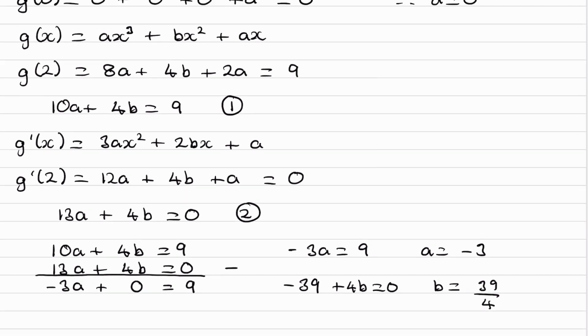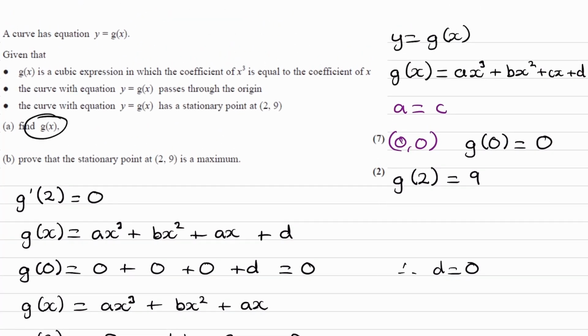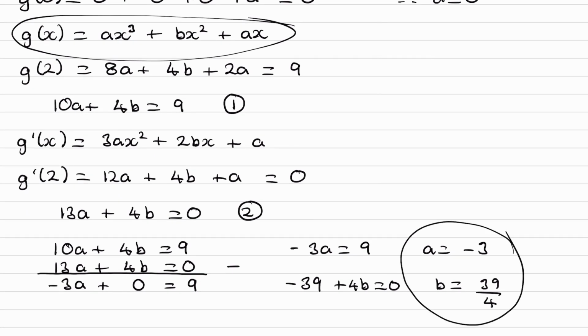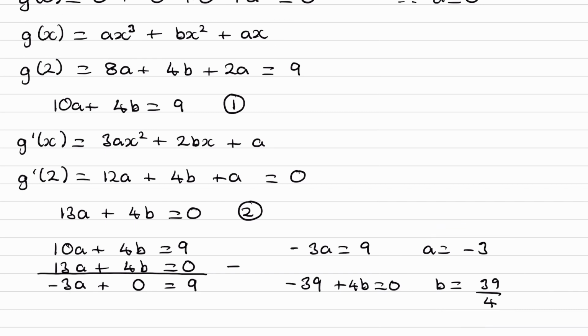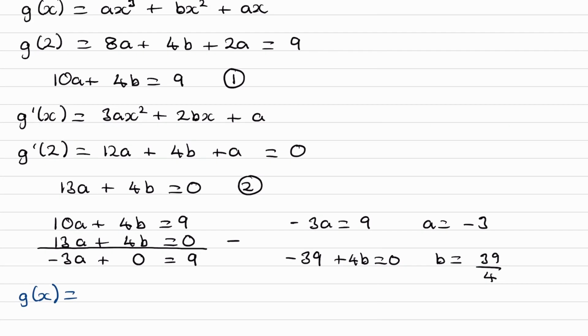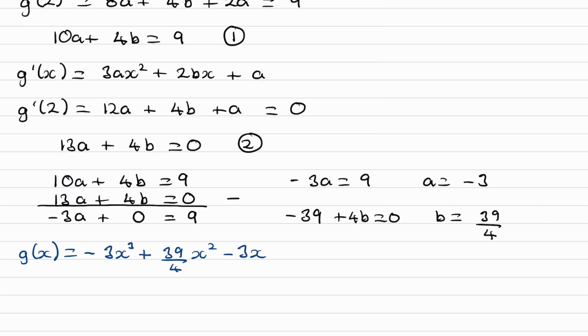Now our goal was to work out what g of x was. Find g of x. G of x was this. We've now worked out what a and b are, so we can put those two things in, and we end up with g of x is equal to, so it was ax cubed plus bx squared plus ax, so that will be minus 3x cubed plus bx squared, 39 over 4, plus ax, so that will be minus 3x. So that's our answer to part A.